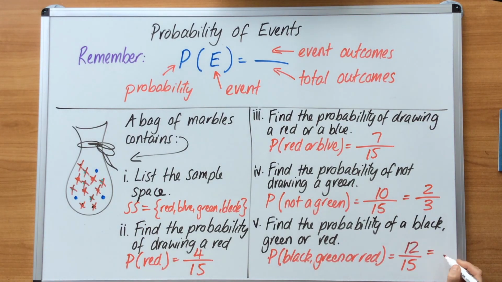So we need to simplify this fraction, and 3 is the highest common factor. 3 into 12 goes 4 times, and 3 into 15 goes 3 times.